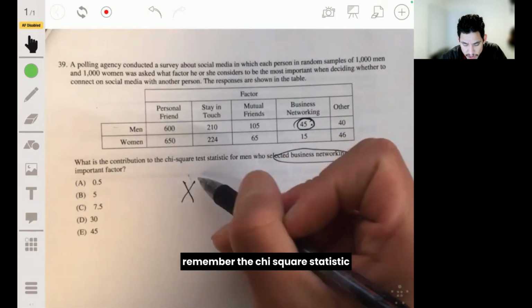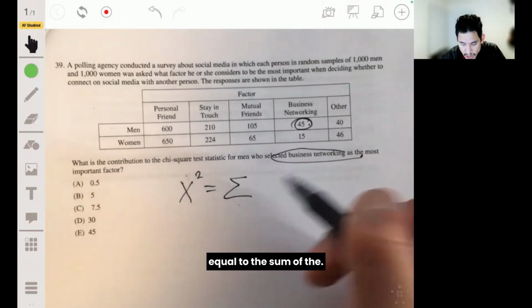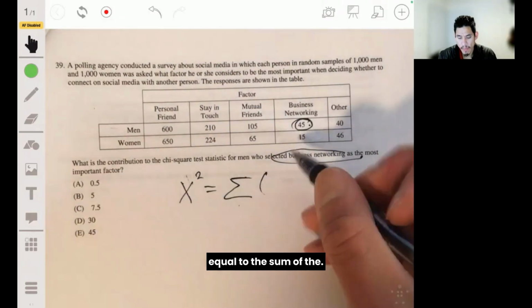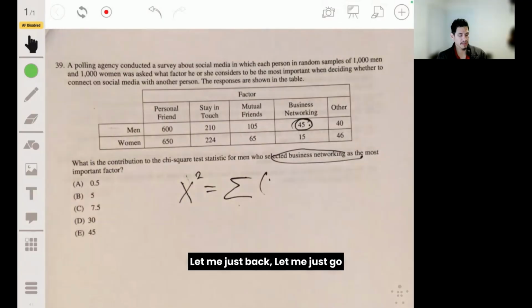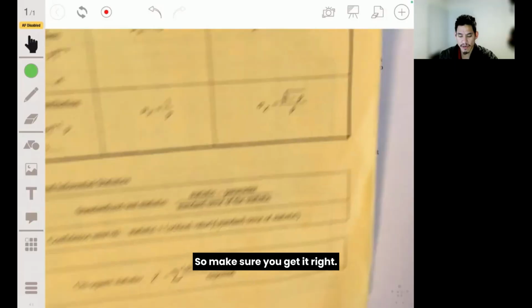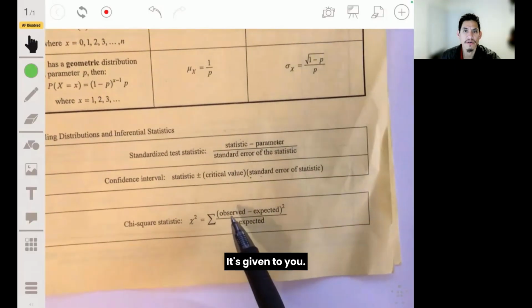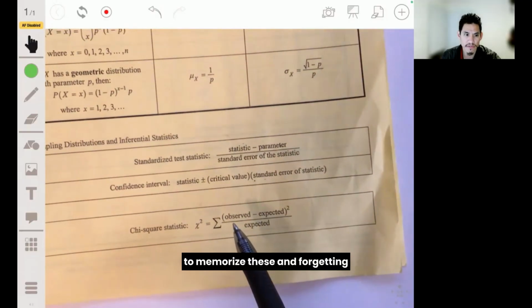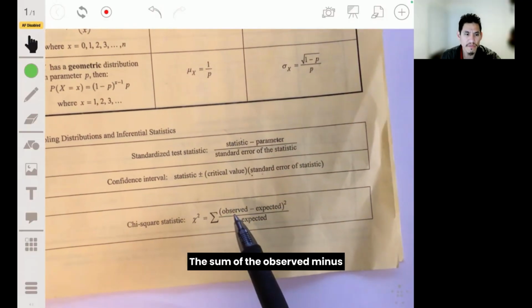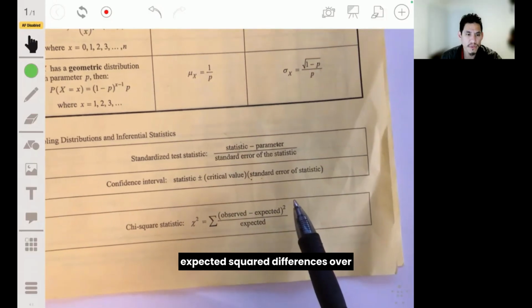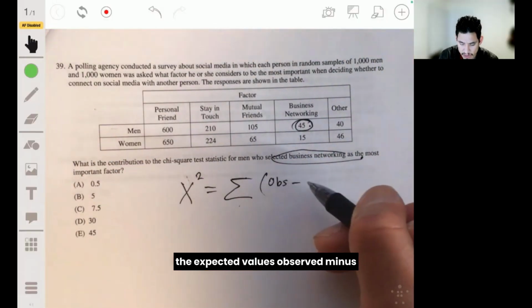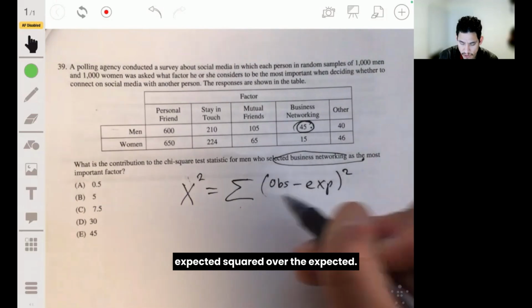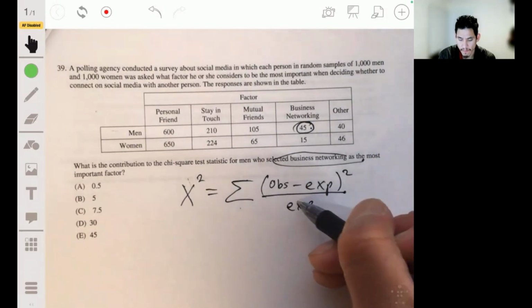And if you remember, the chi-square statistic is equal to the sum of... let me just go to the formula sheet. It's given to you. Don't worry about having to memorize these and forgetting. Chi-square statistic: the sum of the observed minus expected, squared, over the expected.